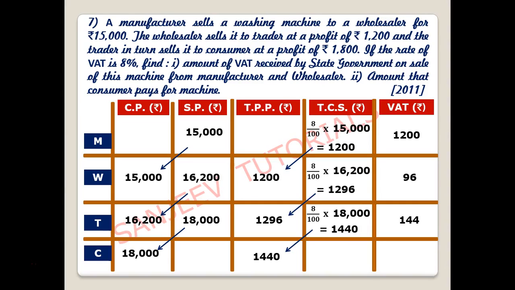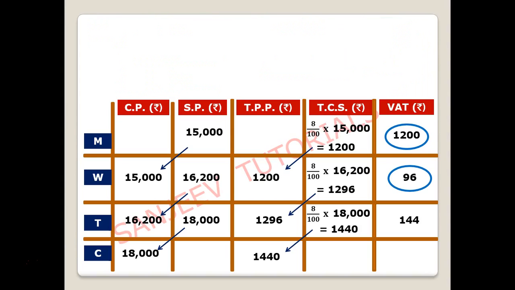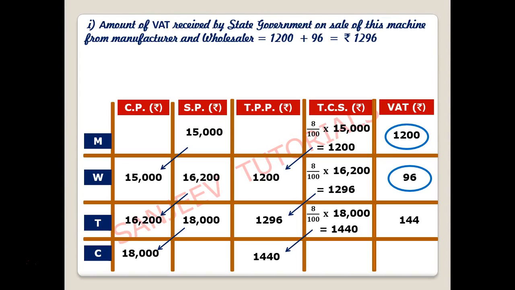The first part of the question is VAT received by state government on sale of this machine from manufacturer and wholesaler. So if we look in our last column, the last column represents VAT. 1200 is the VAT paid by manufacturer and 96 rupees is the VAT paid by wholesaler. So total amount of VAT that is received from these two people is 1200 plus 96, that is rupees 1296.